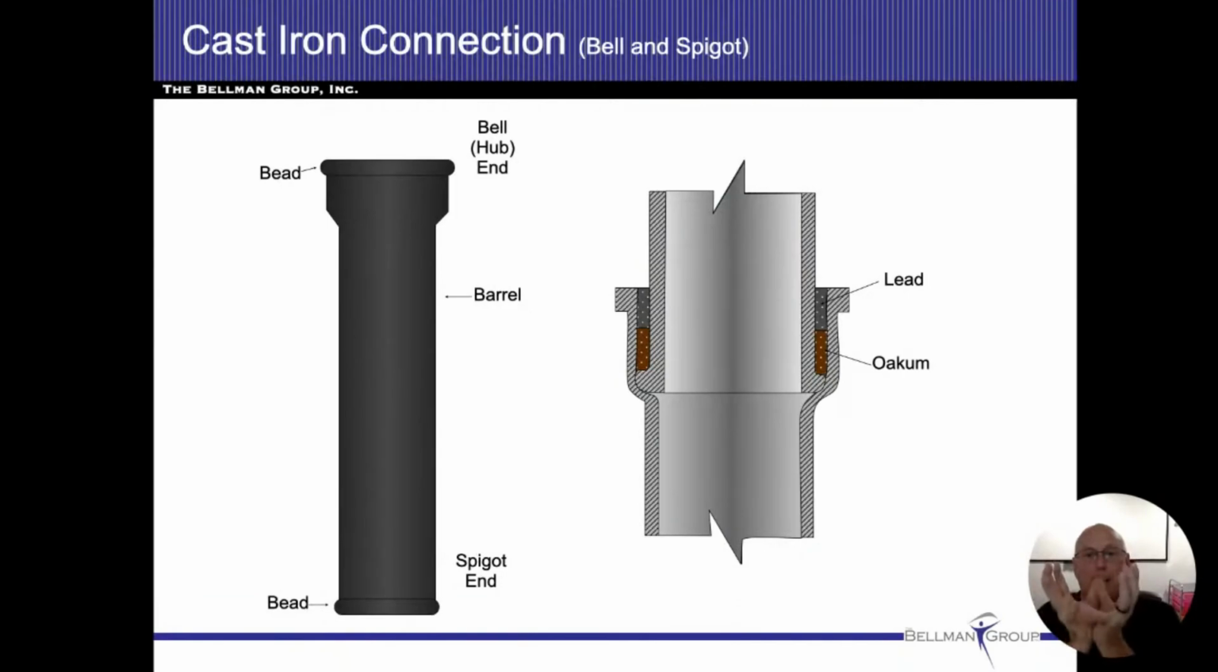So we're going to have that bell that's going to hold the other pipe on top of it. It's going to sit inside of it. And then they're going to stuff the lower level of that gap with a waxy rope, and that waxy rope is called oakum. And then they're going to take lead and heat it up into a liquid form, and pour that lead on top of the oakum in that gap, and that's what's going to make our watertight seal.